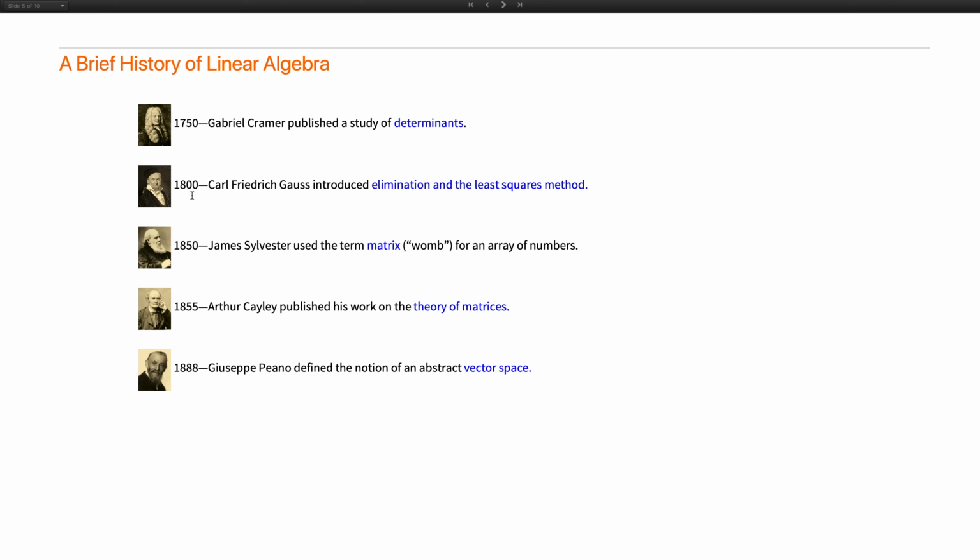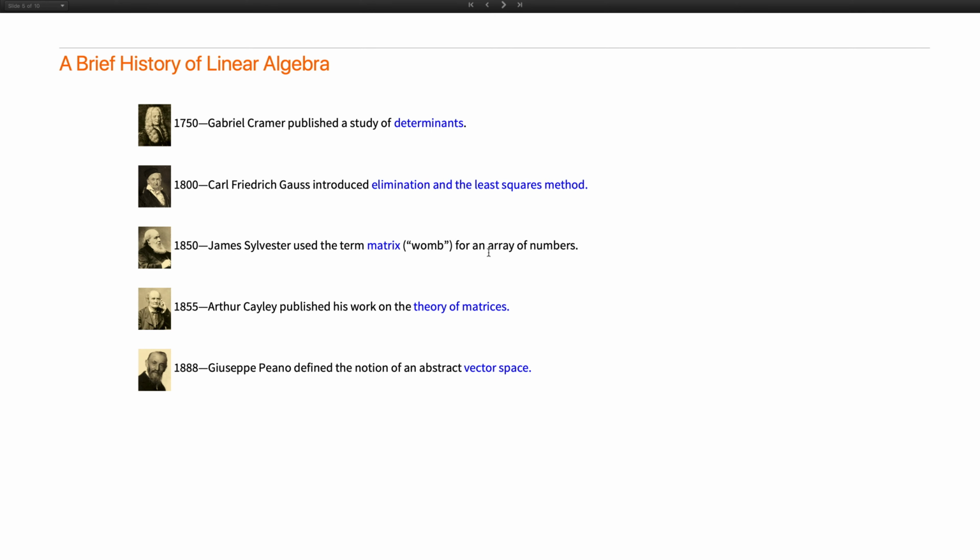And a little later, in 1800, the famous German mathematician Carl Gauss actually talked about elimination to solve equations and the least squares method, which we'll talk about later in the course. Now, Gauss was a genius, but his real interest in this case was to try and do geodesy and apply these ideas to real world problems. But the mathematical theory of linear algebra really began around 1850 when James Sylvester used the term matrix or womb for an array of numbers.